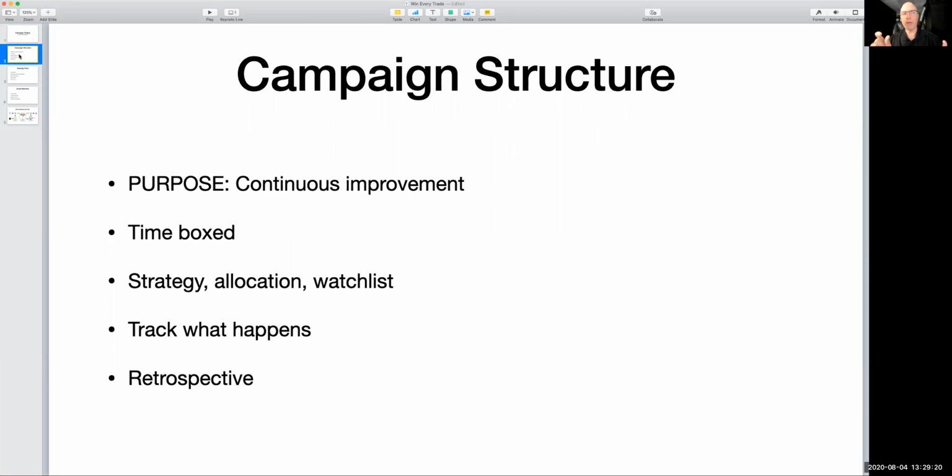In that retrospective, you evaluate everything that you've done in that campaign. Did you follow your strategy, your goals, the process that you're trying to perfect? Where could you make it better? And what are those things that you could implement in the next campaign? So you take the output of that retrospective and make it the input of the next campaign.